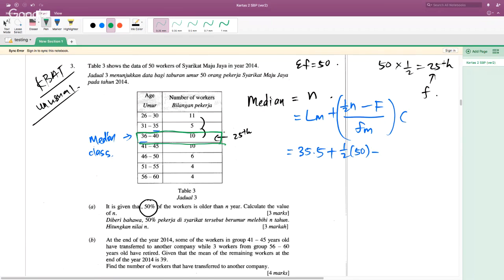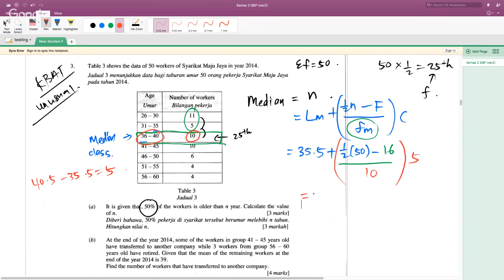So I want to accumulate those frequencies before this class, which is 11 plus 5, which is 16. Then divided by the frequency of the median class itself, which is 10, so over 10. And then multiply by class size. For class size, you use the upper boundary minus lower boundary. So this is 40.5 minus 35.5, and then you will get 5. This is how you get the class size.